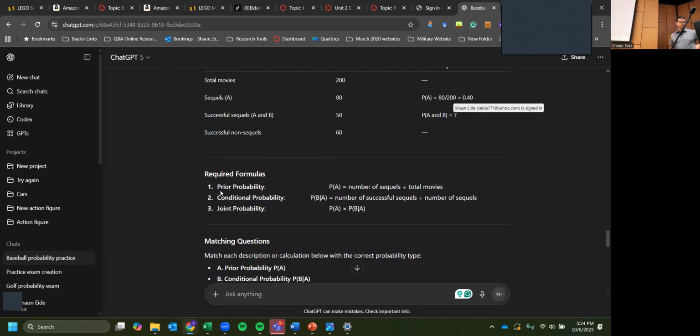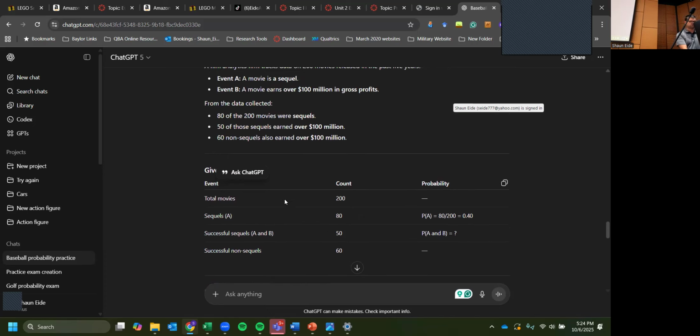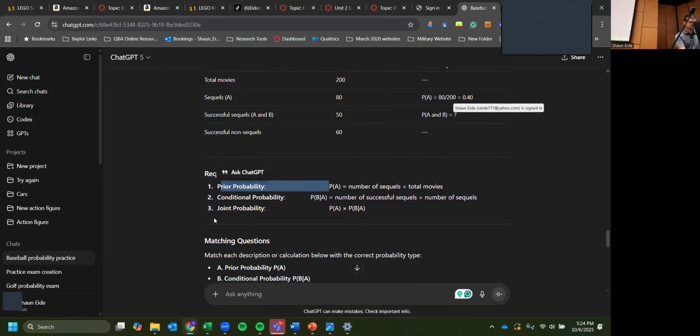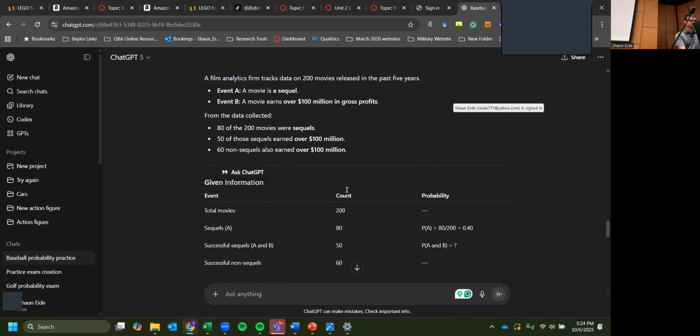Prior probability: the number of sequels divided by the total number of movies. So what is the prior probability of it being a sequel? The prior probability of it being a sequel is 40%. Okay, what is the conditional probability? Let's come down here. The number of successful sequels divided by the total number of sequels.